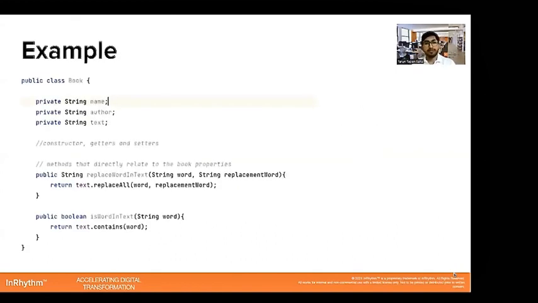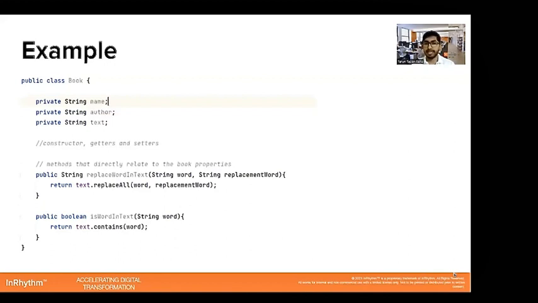For example, let's take a look at this book. It has three properties: name, author, and text. Standard constructor, getters, and setters, and it has two methods. One is replace word in text, which is essentially replacing a word within the book. And the other one is checking whether a certain word exists in the book.